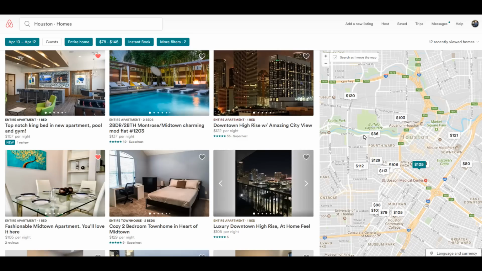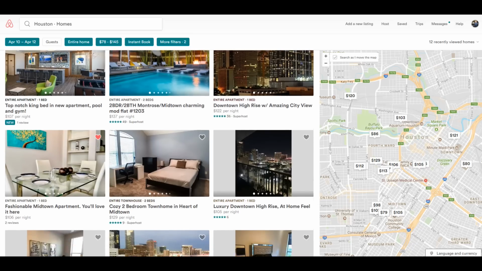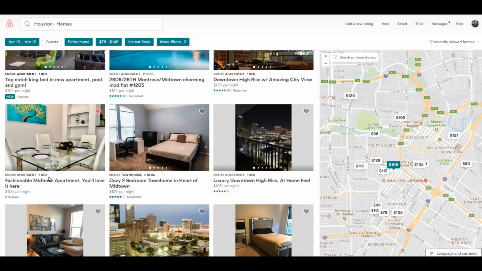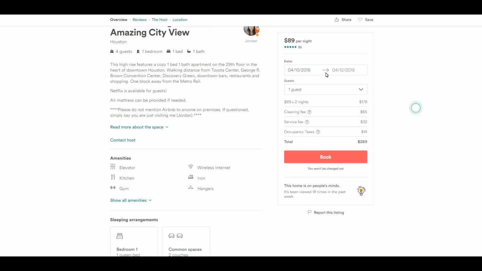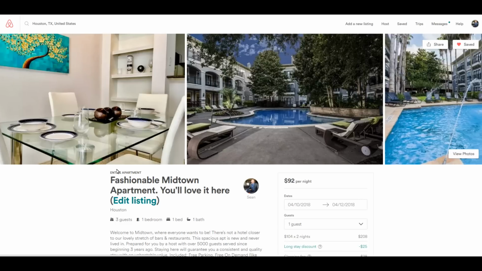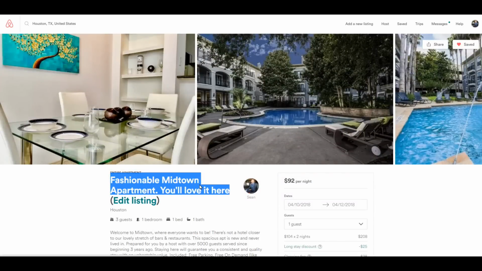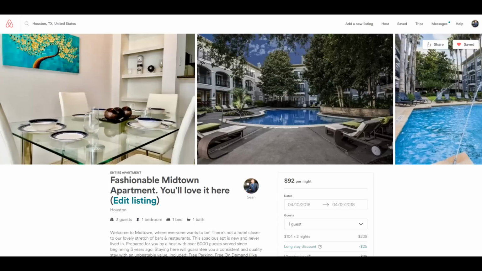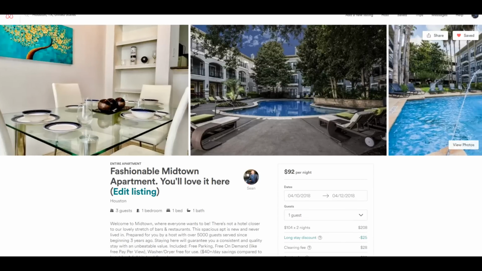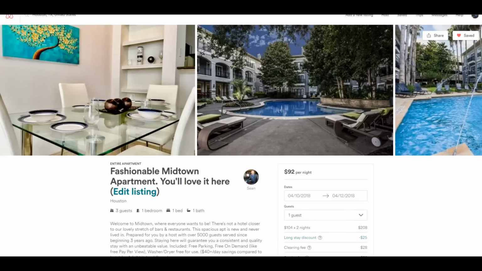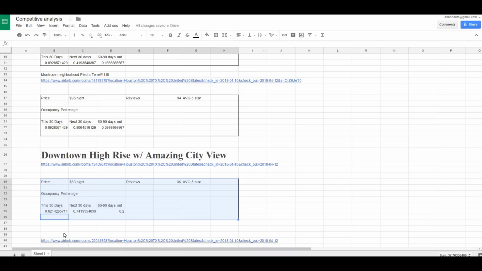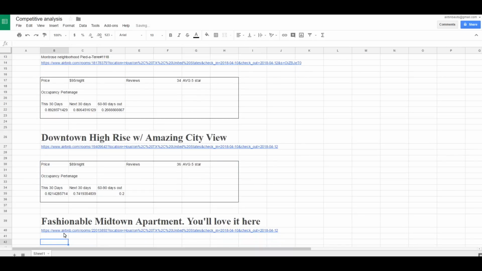So now let's take this one. This one's actually one of mine. So we will load this up and I will show you where we're at. As you see my tagline, I like to be interactive. You'll love it here. I've always focused on high quality photos. So I'm at $92 per night, right? So let me put mine here. Price equals $92 a night for this one.